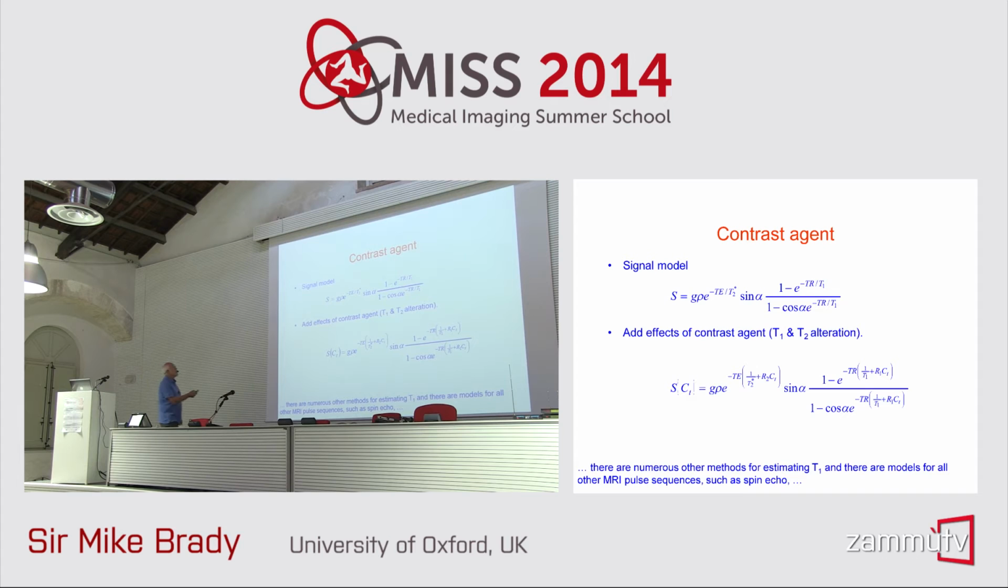And then, when you've got that, you can then look at what happens when you increase the concentration of gadolinium, which is what we want in order to get those curves. And that's actually straightforward from this stuff. And by the way, I did that for gradient echo. You can do the same thing for spin echo and all the other MR pulse sequences. That's quite straightforward.